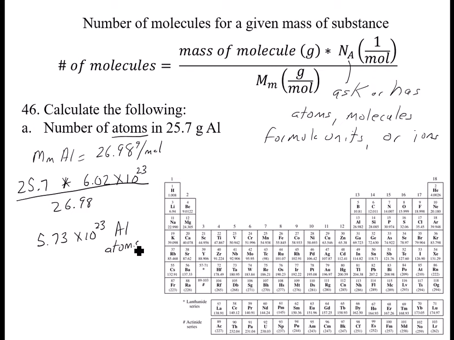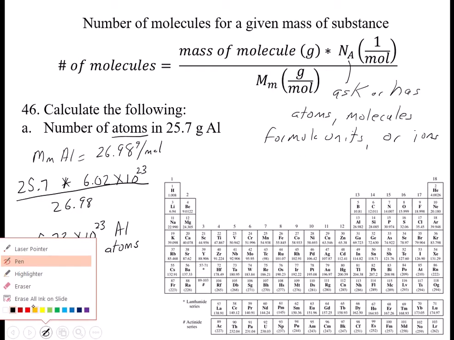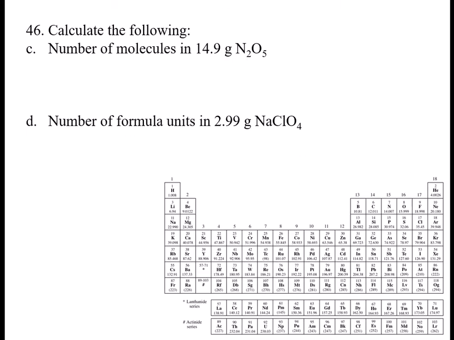So when it wants the number of atoms or ions or whatever, I want a big number. When it wants the mass, I want this to be a negative exponent, in other words a very small number. So if it gives you atoms or molecules and asks for mass, it's a very, very small number. If it gives you the mass and it wants the atoms, it's a very, very large number. More problems on the next page.